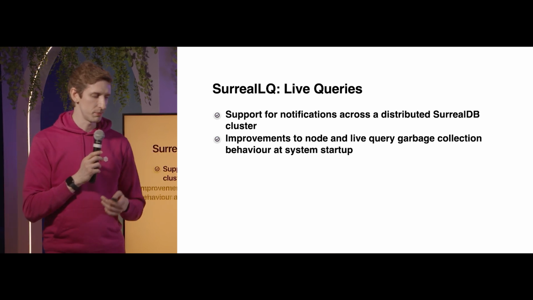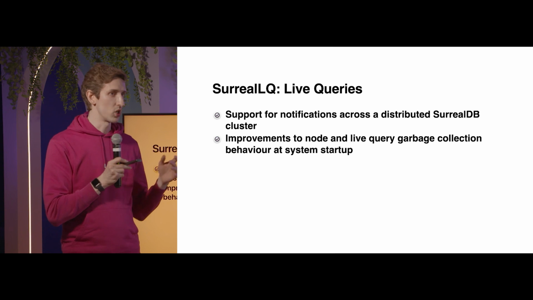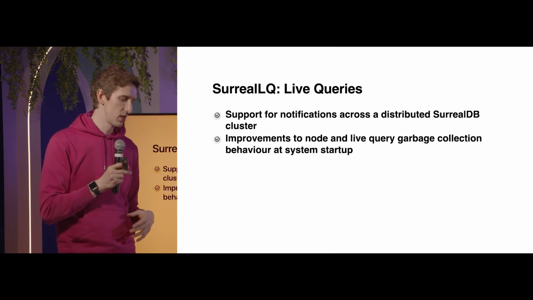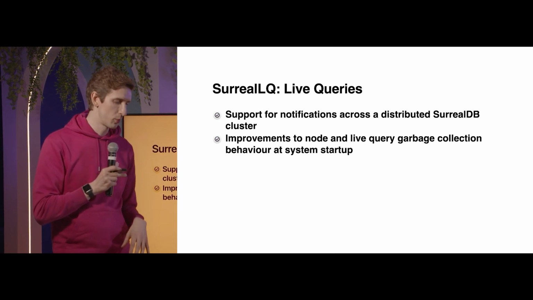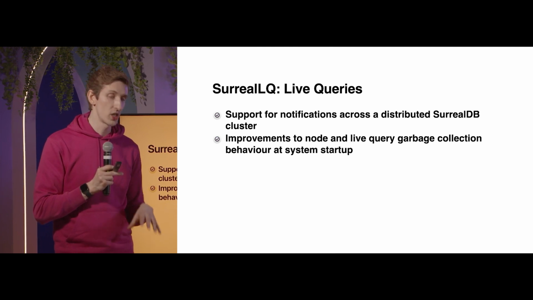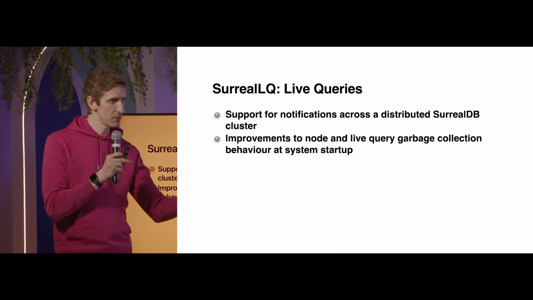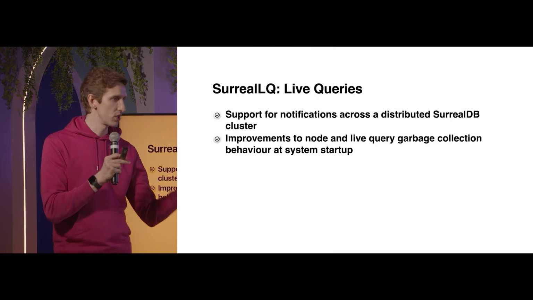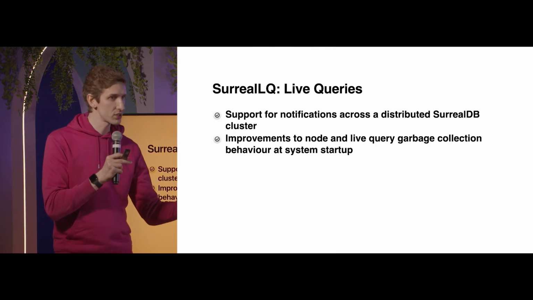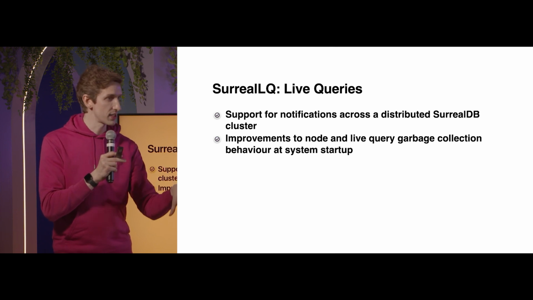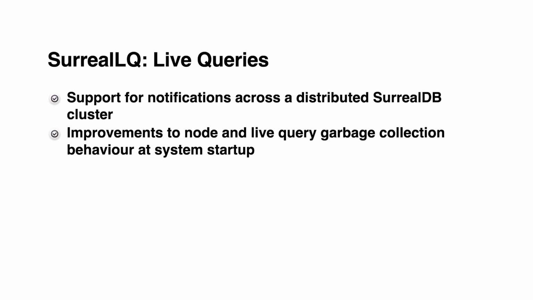So with live queries, currently that works in a single node environment. But over the next few months, we'll be pushing support for notifications across a distributed cluster. So SurrealDB works in an embedded mode, so if you're running in Python or Node.js or Deno or Rust, and you can also run it as a single node server, which is the typical way that people run databases out there. But you can also scale this up.